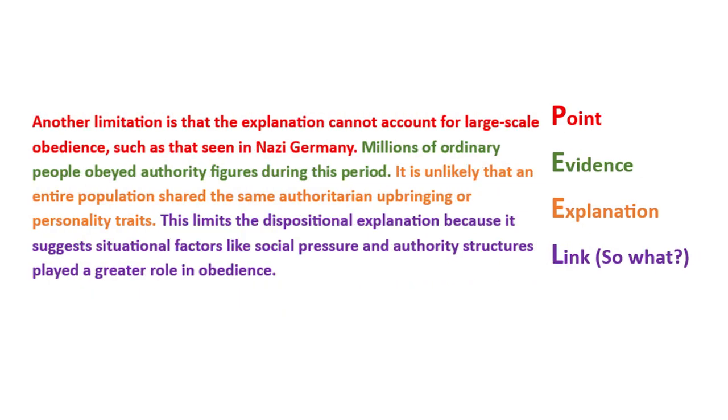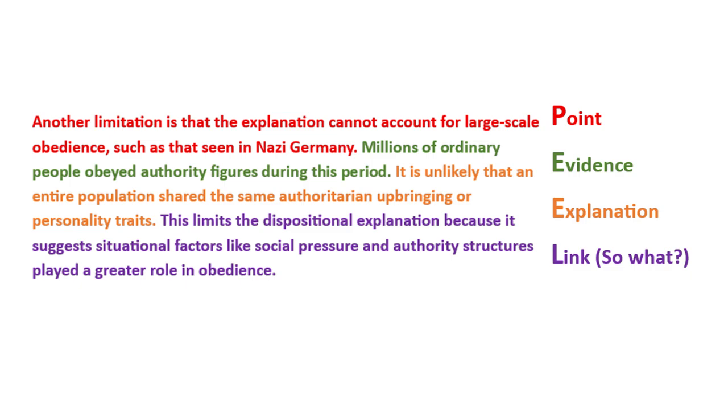Another limitation is that the explanation cannot account for large-scale obedience, such as that seen in Nazi Germany. Millions of ordinary people obeyed authority figures during this period. It is unlikely that an entire population shared the same authoritarian upbringing or personality traits. This limits the dispositional explanation because it suggests situational factors, like social pressure and authority structures, played a greater role in obedience.